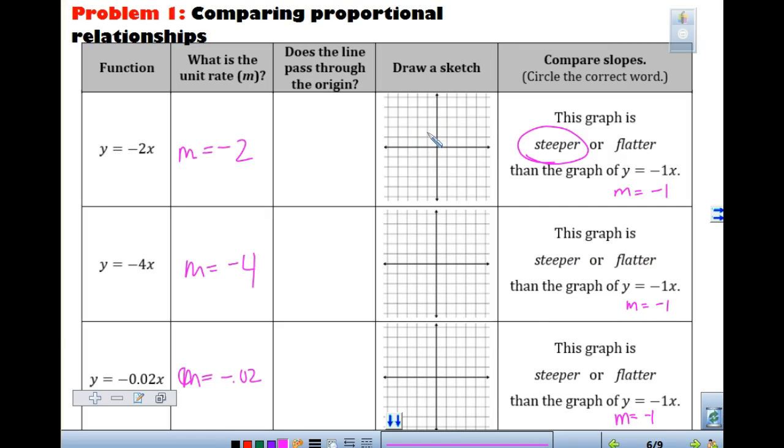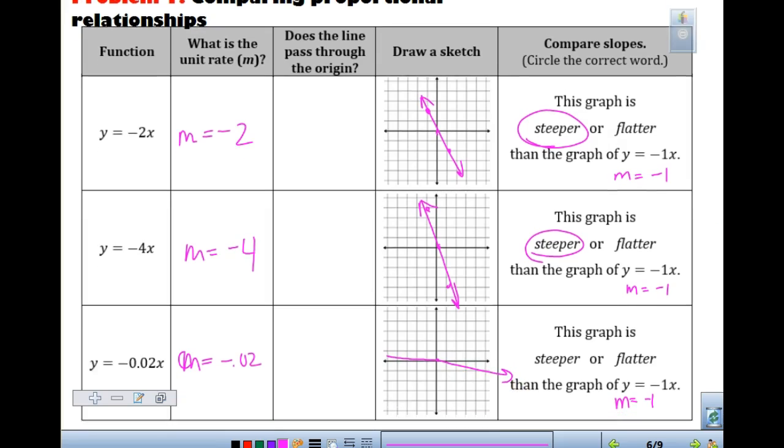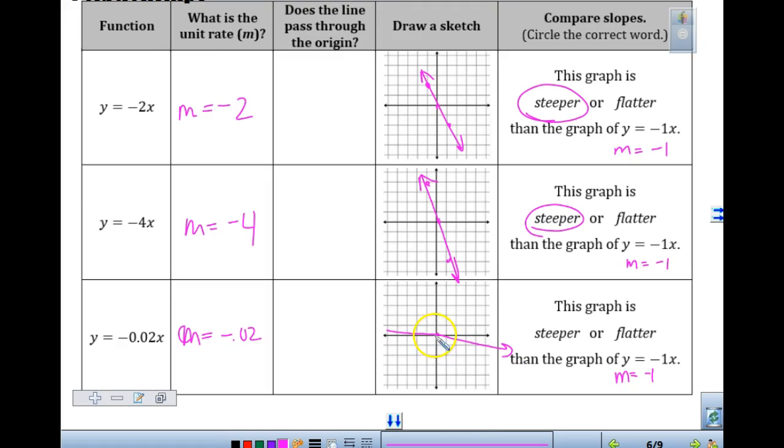The slope of -2, I can tell that that's going to be going 2, like this. The slope of -4, that means it's up 4 and over 1, down 4 and over 1, okay? And again, we said steeper and steeper, and this last one was much flatter in that if I move over a whole unit, I only went down 0.02. That's what that slope tells me.